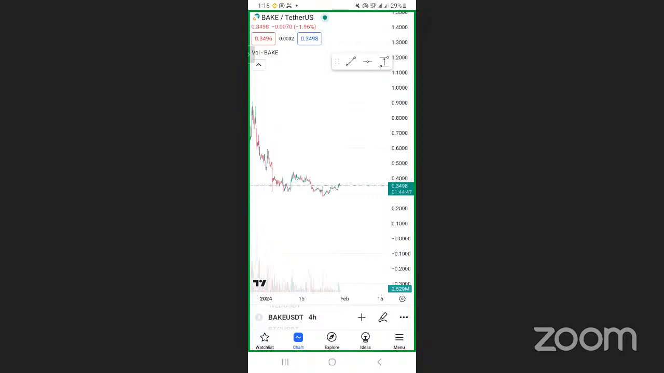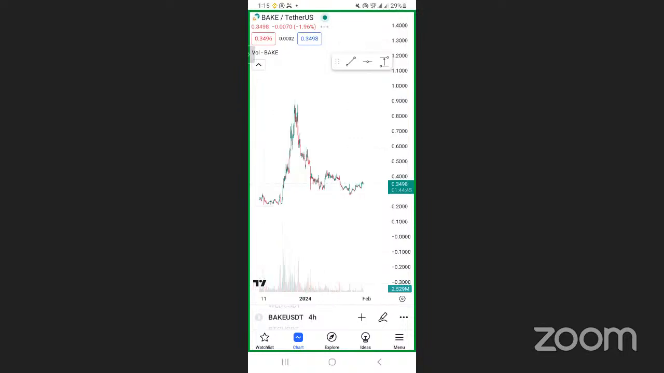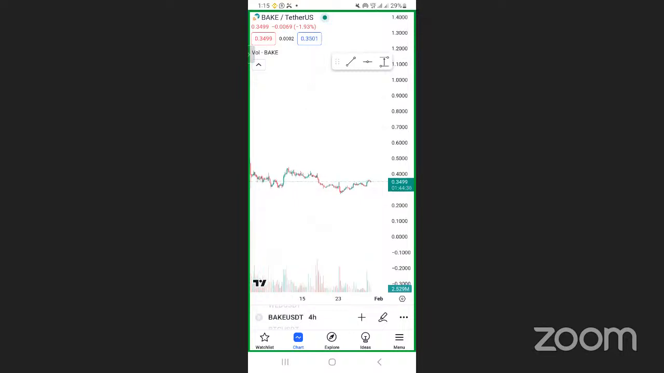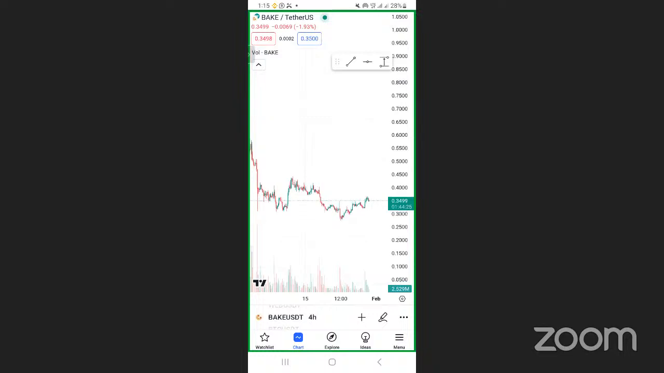What is happening? Who can tell us what's happening with BECK? Downtrend, uptrend, or ranging? What's happening? Ranging.